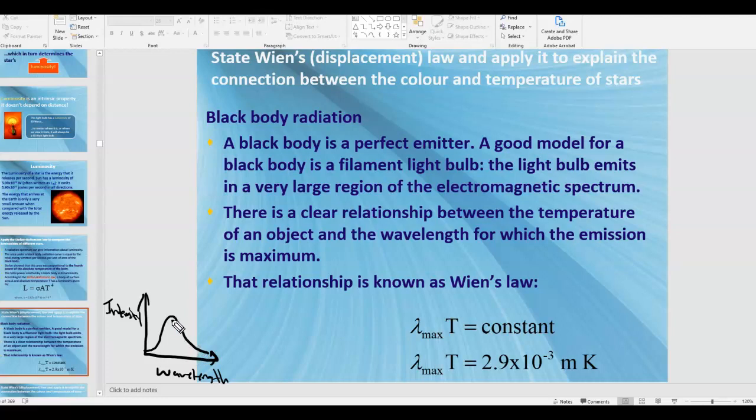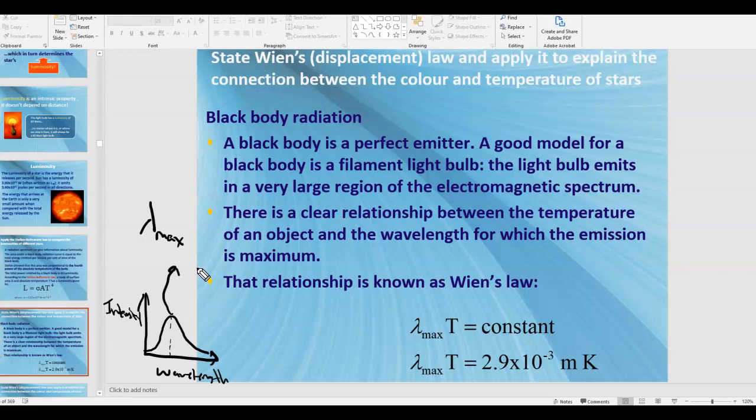But there is a peak wavelength where most of the radiation is emitted. Okay, you see how this graph has a peak. This peak wavelength is what we call lambda max. It's the highest point on this graph. That's what's called lambda max. Okay, so this is what we would call the peak wavelength. And again, you could do this graph for any object.